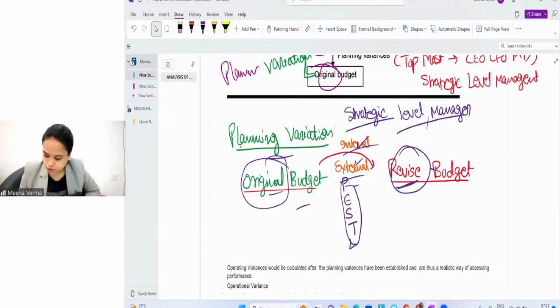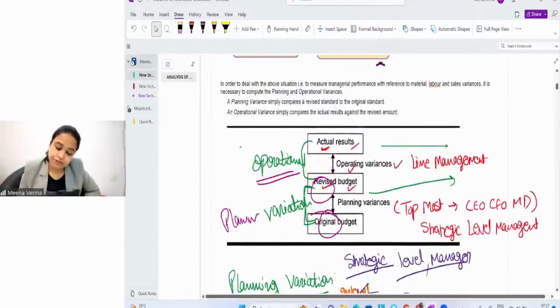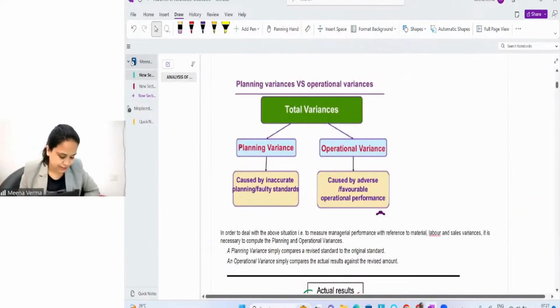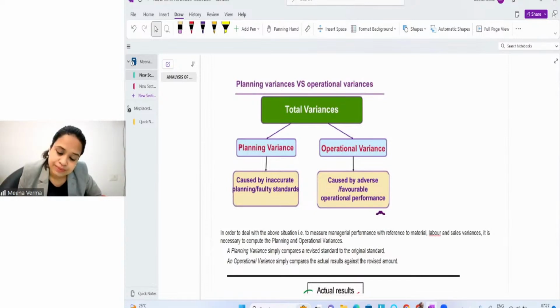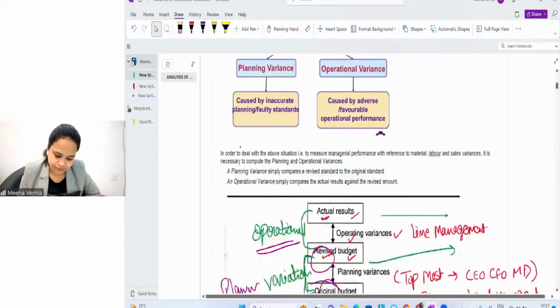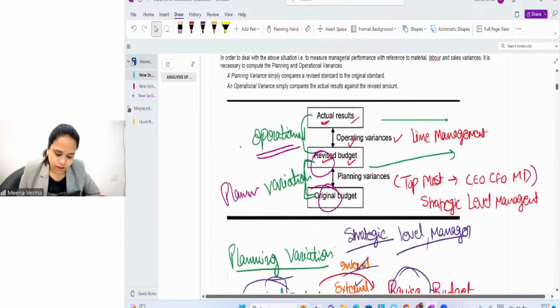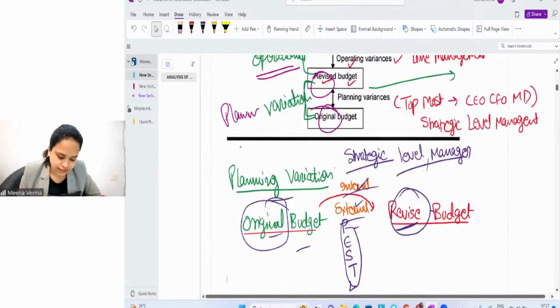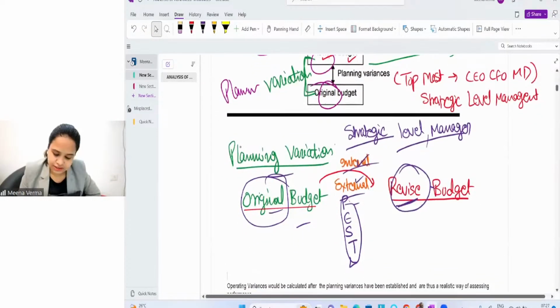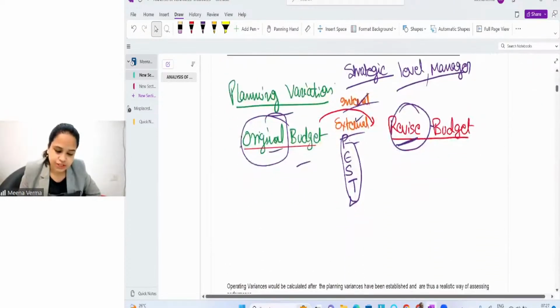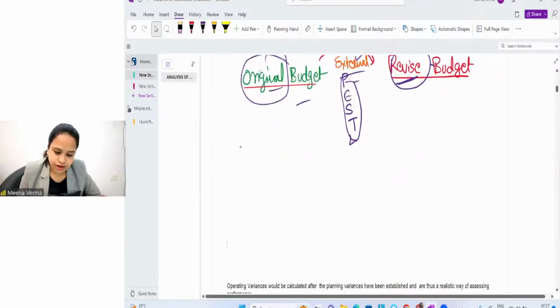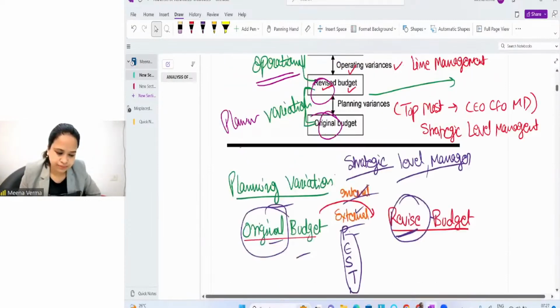Now the question comes, if this is planning variation, madam, then what is operational variation? If this is planning variation, what is operational variation? Now the point is that this is done by the strategic level manager. Now what happened?